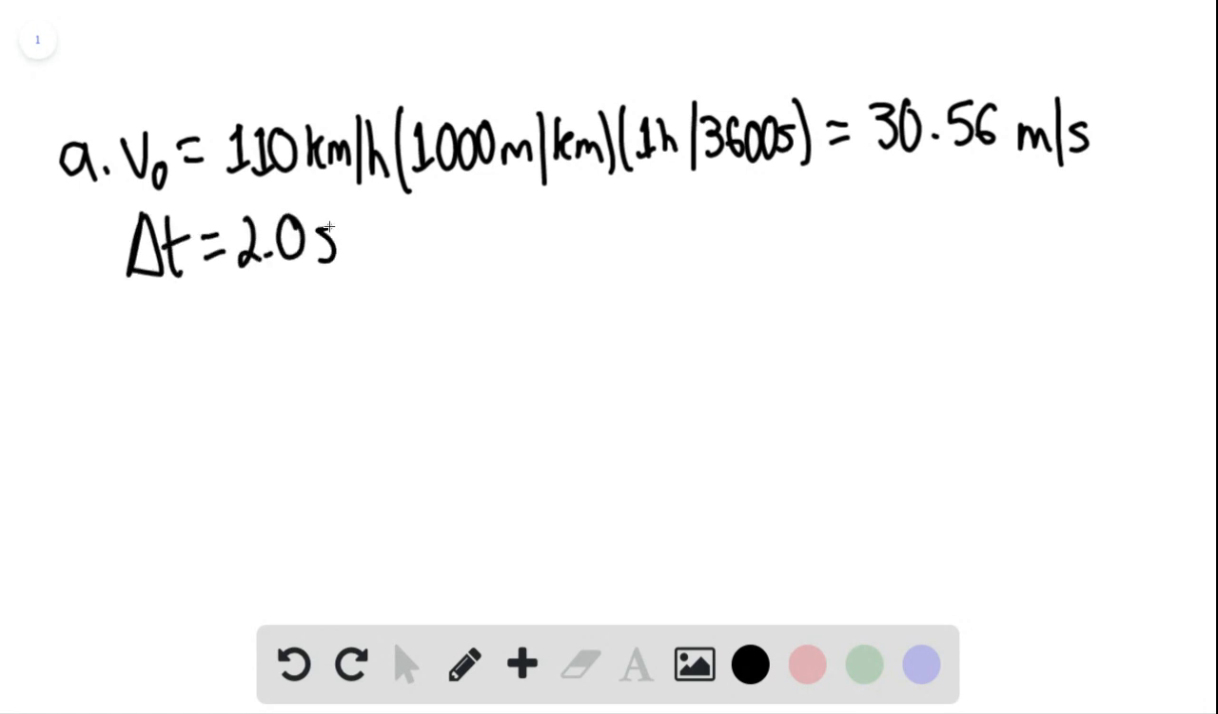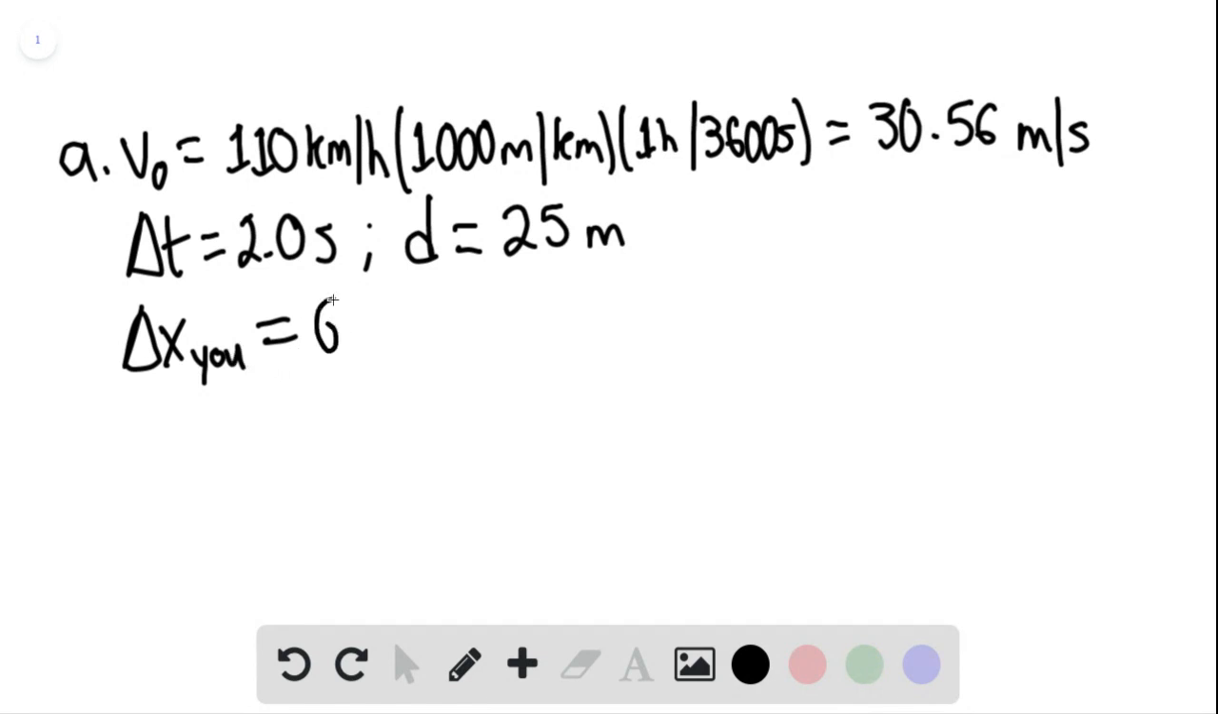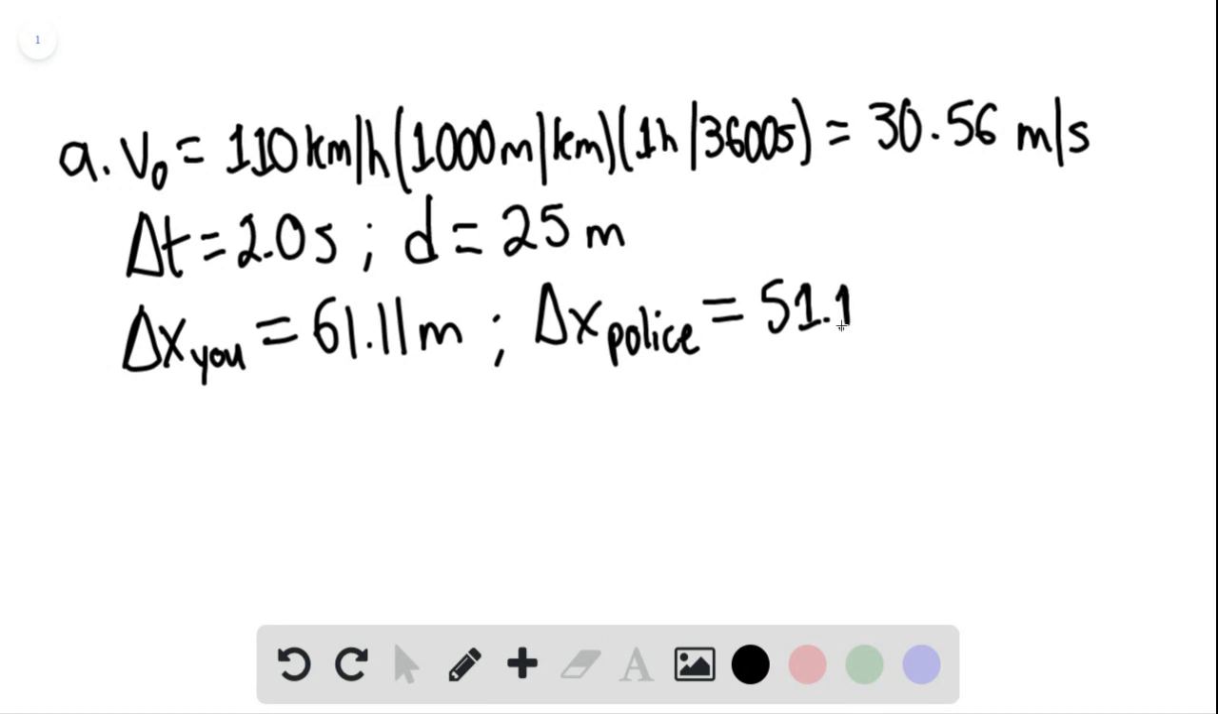Now, at this point, we have a time interval of 2.0 seconds. We can say that the distance between the two cars was 25 meters. Delta x of us, or your car, would be 61.11 meters. And then delta x for the police car would be equal to 51.11 meters.